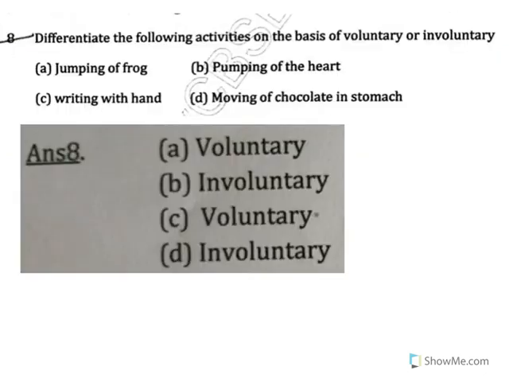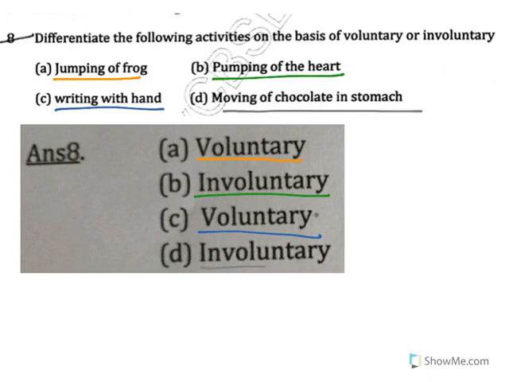Differentiate the following activities on the basis of voluntary or involuntary. Now, the jumping of the frog is voluntary. It's in the control of the will of the frog, so it's voluntary. The pumping of the heart is involuntary. It's not in our control. We cannot stop our heart when we want to, so it's involuntary. Writing with hand is voluntary because it is in the control of our will. And moving of chocolate in the stomach is involuntary because once the food enters the stomach, we have no control over that food.